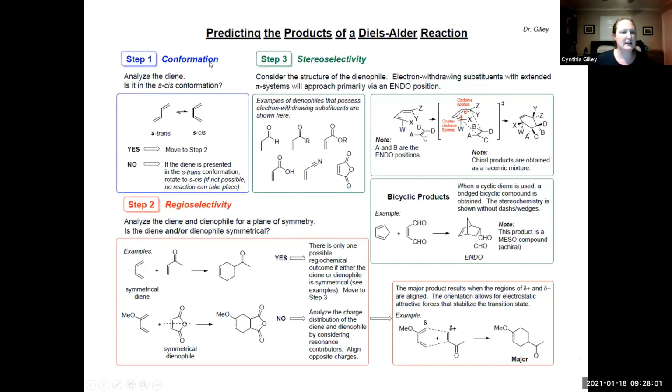And what we've been talking about so far is actually step one, which is getting the diene into the correct S-cis conformation. If you're given the diene in an S-trans conformation, the first step you need to do is rotate the single bond to get it into an S-cis conformation. If you're given the diene already in an S-cis conformation, then you don't need to do that rotation. You can move directly to step two, which is about regioselectivity, which we'll talk about in a minute.